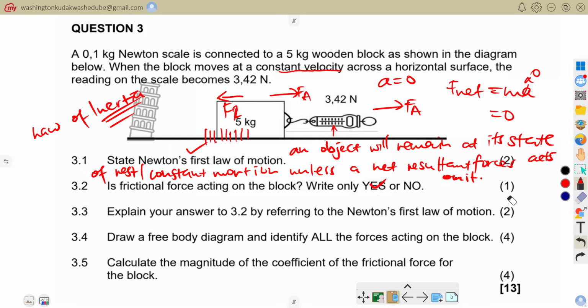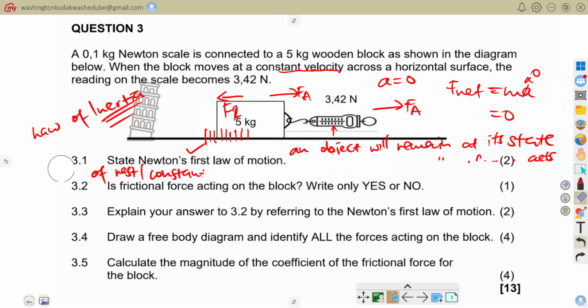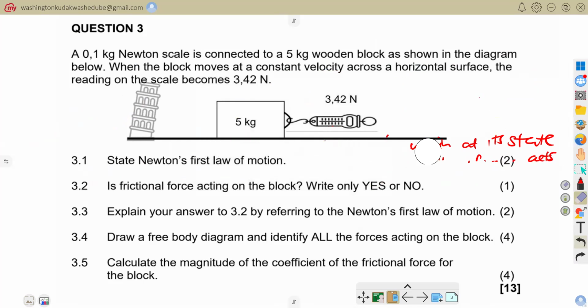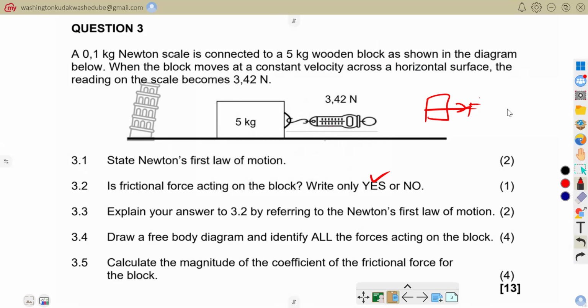So allow me to rub here so that you can follow through what I'm saying. If you want to write notes, you can pause the video or rewind and go back. So here the question is: is there frictional force acting on the block? Yes or no? And the answer is yes. Why? Because on our block, there is a force applied in that direction, which they are saying is equivalent to 3.4 newtons due to the reading on this scale.